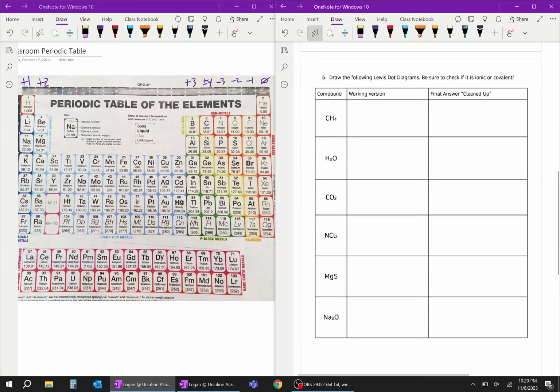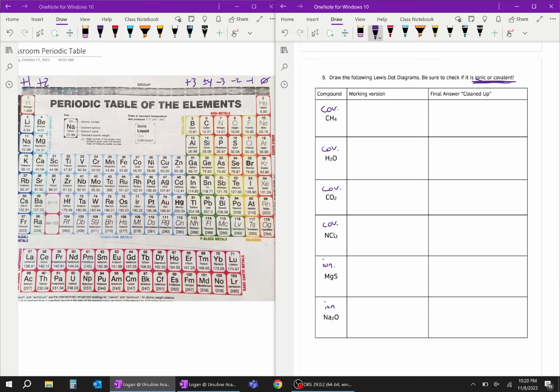All right, and then second page, all of these Lewis dot diagrams. It is very important to know whether the bond is going to be ionic or covalent. So let's just go do that first. Carbon and hydrogen are both nonmetals, so this is going to be covalent. Hydrogen and oxygen are nonmetals. Carbon and oxygen, all nonmetals. Nitrogen and chlorine, nonmetals. Magnesium is a metal. Sulfur is a nonmetal, so this will be ionic. Sodium is a metal. Oxygen is a nonmetal, so this will be ionic.